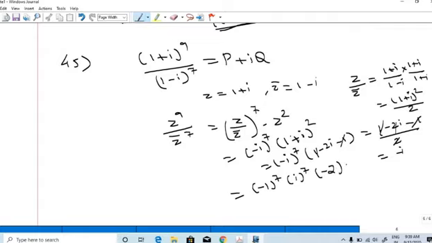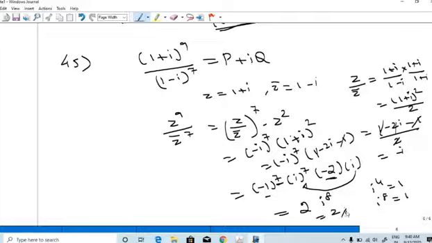Minus 2 into i. Okay. So therefore, you can merge this i, and then this minus into minus. This is an odd power, therefore this is minus 1. And we have minus 2, therefore we have 2 into i power 8. And we know that i power 4 is 1. Therefore, i power 8 is 1. Therefore, this should be 2. Therefore, there is no imaginary part. Therefore, p value equal to 2.